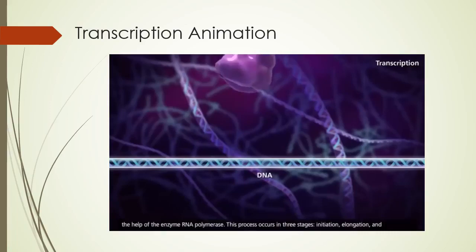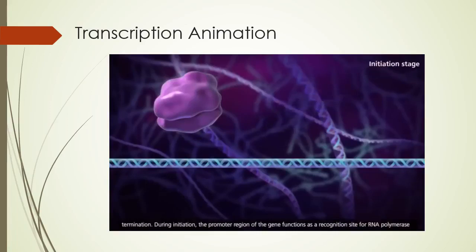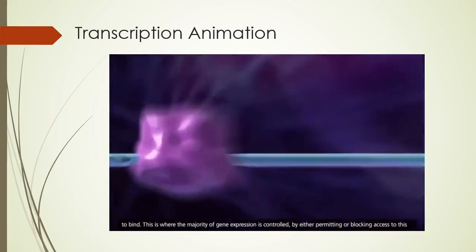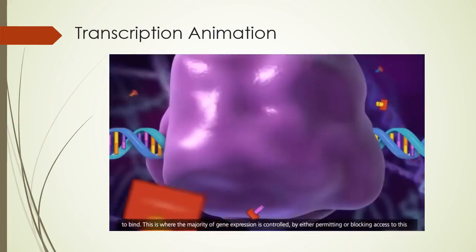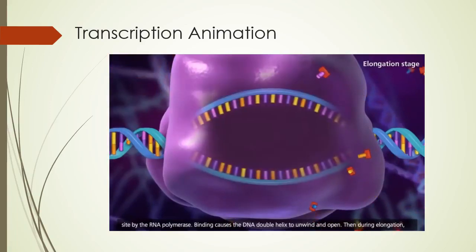During transcription, the DNA in the gene is used as a template to make a messenger RNA strand with the help of the enzyme RNA polymerase. This process occurs in three stages: initiation, elongation, and termination. During initiation, the promoter region of the gene functions as a recognition site for RNA polymerase to bind. This is where the majority of gene expression is controlled, by either permitting or blocking access to this site by the RNA polymerase. Binding causes the DNA double helix to unwind and open.